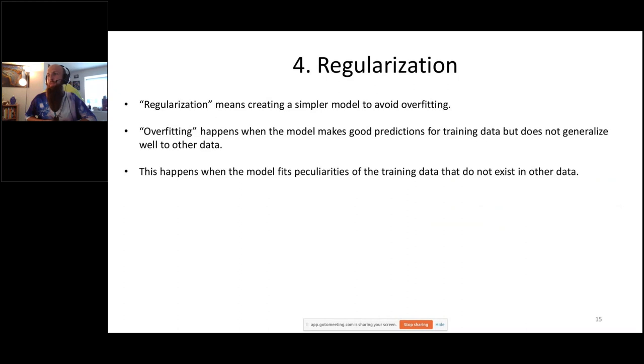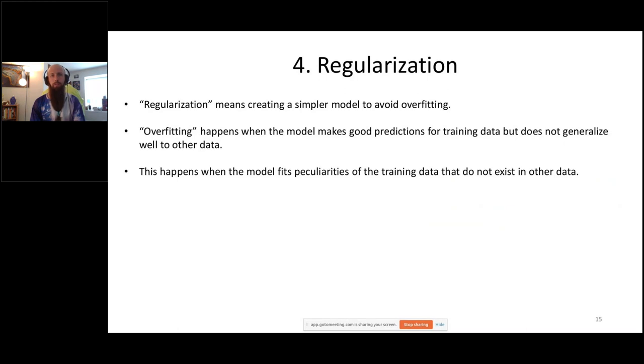Okay, so section 4 is on regularization, and then you'll hear from Imme for a while for section 5 before we go to section 6. So regularization is the whole business of creating a simpler model to avoid overfitting. So it's a fancy word for a pretty simple thing. Overfitting is something that happens when the model makes good predictions on training data, but then doesn't generalize well to new data. So you can overfit eccentricities of your training data that just don't generalize to the real world. And that becomes more likely as your training data set becomes smaller as well.